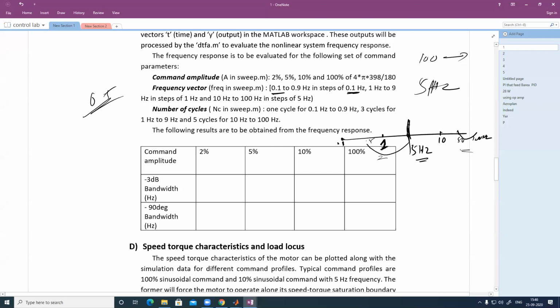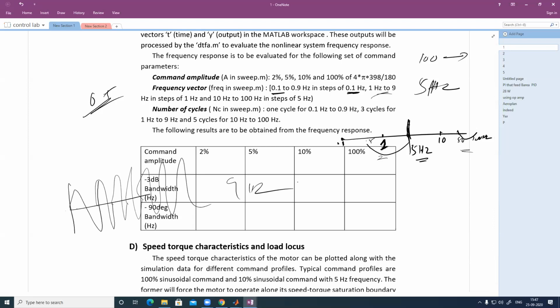So you are generating a sine wave at 0.1 Hz, another sine wave at 0.2 Hz, and so on up to 0.9. Then the step size is 1 Hz, 2 Hz, 3 Hz up to 9 Hz. If you generate all the frequencies, the program will run for a very long time. The processing time is very high, so you can sample it over some sample space. That sample space you are taking.